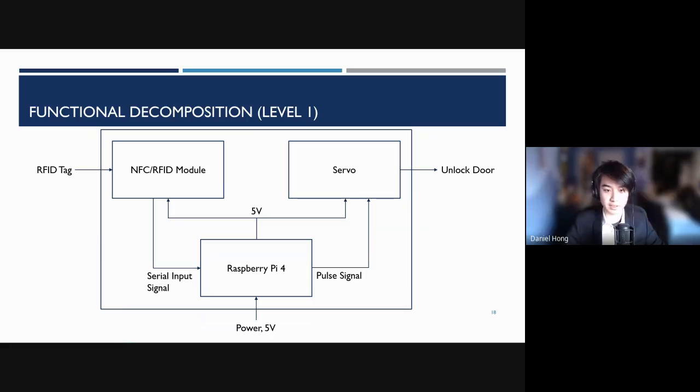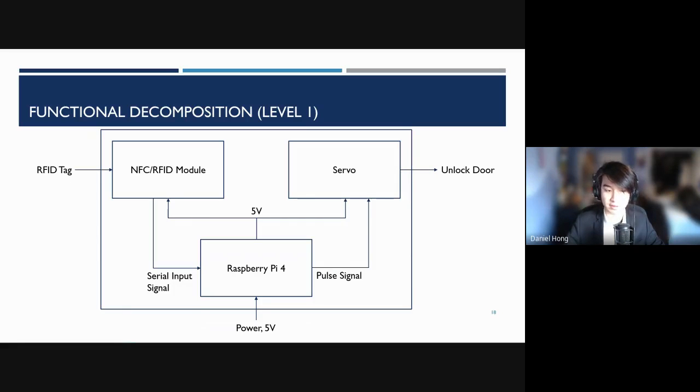Here we have a more detailed level 1 functional decomposition, which shows the 3 modules within the system. On the top left, we have the NFC/RFID module, which can do both inputs and outputs for NFC and just inputs for RFID. It uses the P532 chipset, and again, we are using the RFID tag for now as the input.